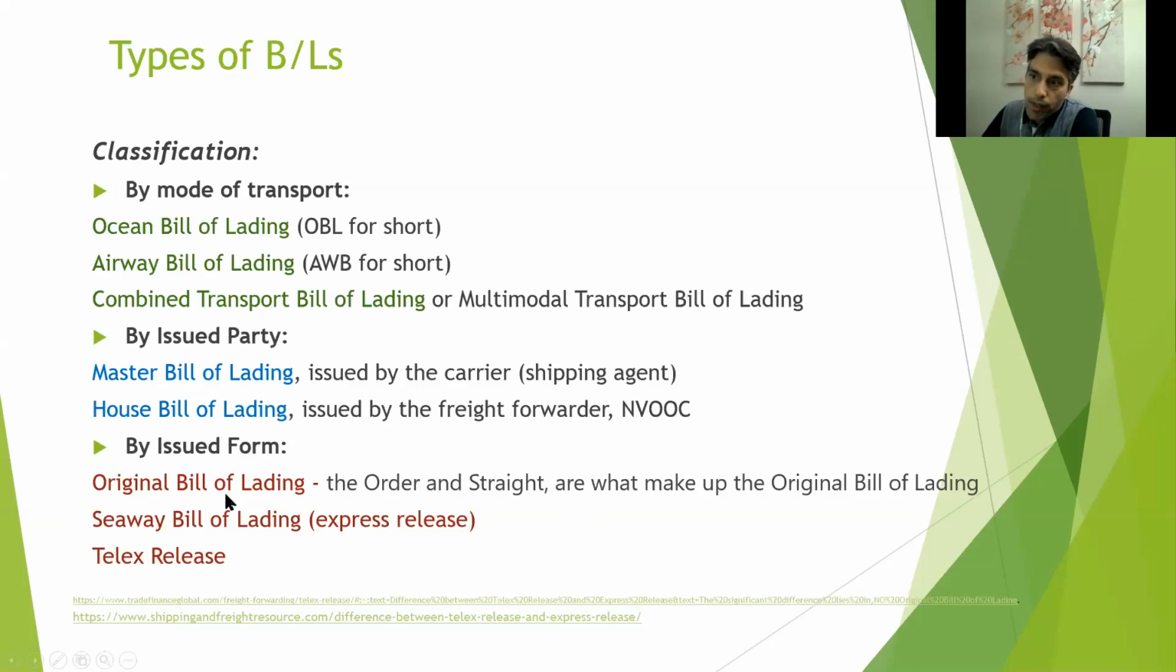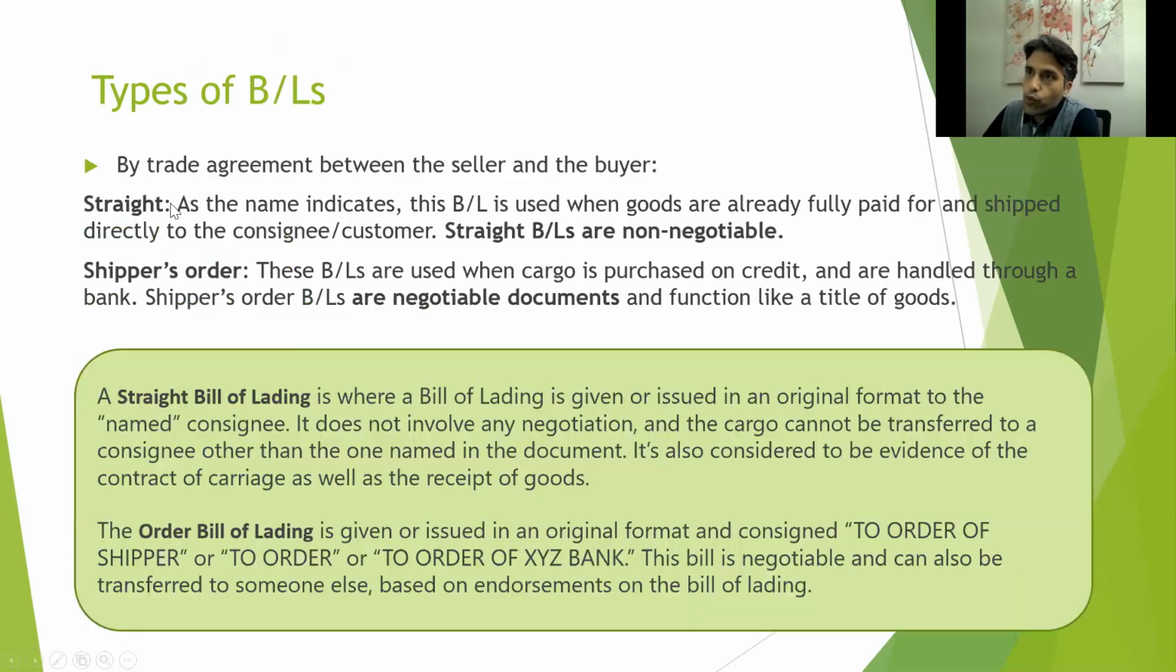this one, original bill of lading, which is divided into order and straight. What is the straight BL? What is the order BL? We have a definition here, as I explained to you. When a cargo should be delivered only to a specified person, which is already defined, and to only one person, and the shipping company should deliver the cargo only to that specific customer, we call it a straight BL.